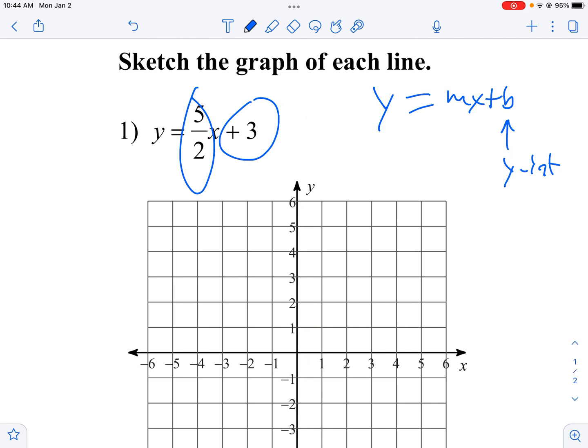It's called the y-intercept. And then the m is your slope, which is the rise over the run. It's how much you go up and down over how much you go right or left.